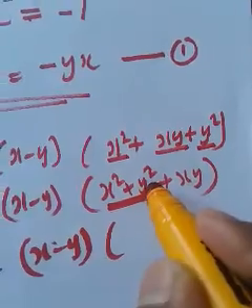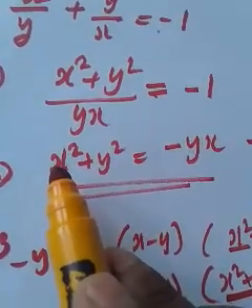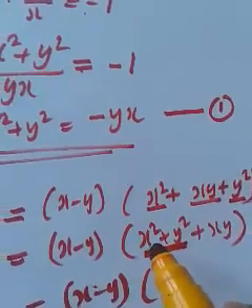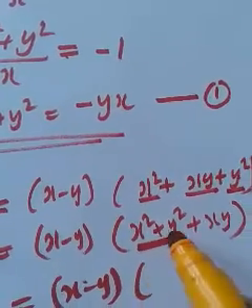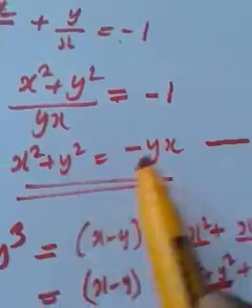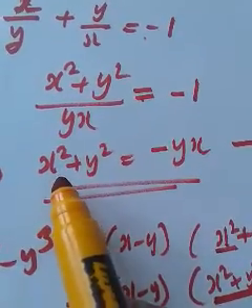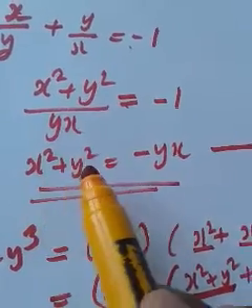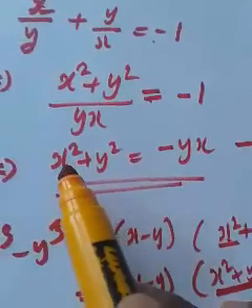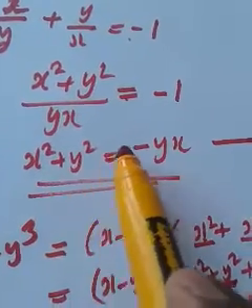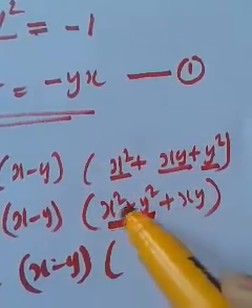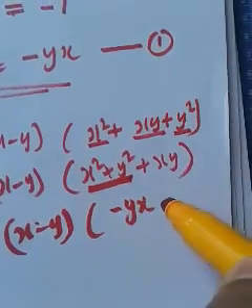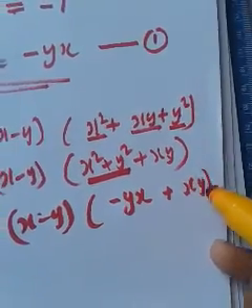What is x square plus y square? From the first expression we understood that x square plus y square is nothing but minus yx. So can you replace x square plus y square as minus yx? Of course, because we understood that x square plus y square is equal to minus yx. So replacing this x square plus y square as minus yx, plus this xy as it is.